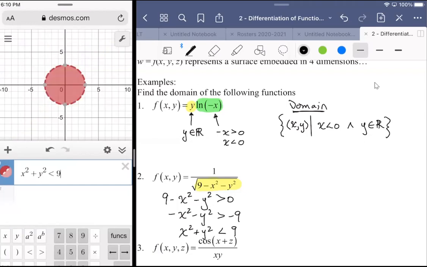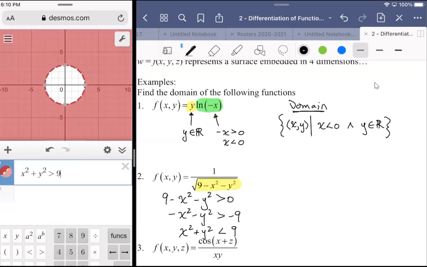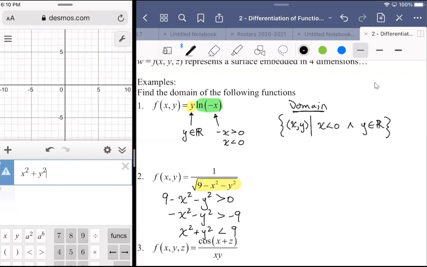All right, it's a filled in circle. If it were greater than 9, the shading would be outside the circle. In this case, it's less than 9. So this is a set of constraints. This function only exists in cases where the sum of the squared values is less than 9.